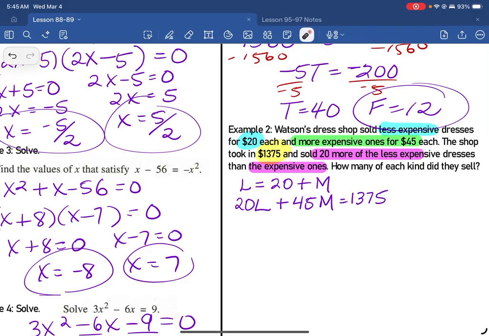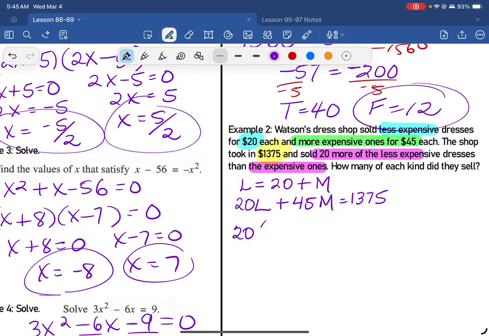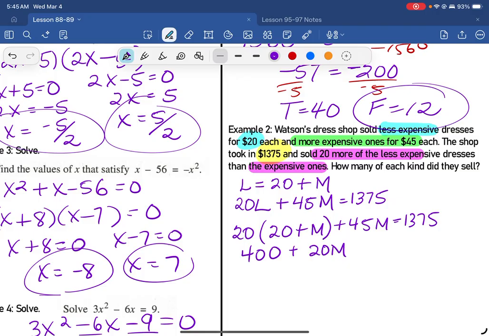Now this one's already set up nicely for me to substitute, so you don't have to move anything to get started. We just have to plug that in for L. So 20 open parentheses, L equals 20 plus M, so we just put in like that, plus 45M equals 1375. All right, so 20 times 20, that's 400, plus 20M plus 45M equals 1375.